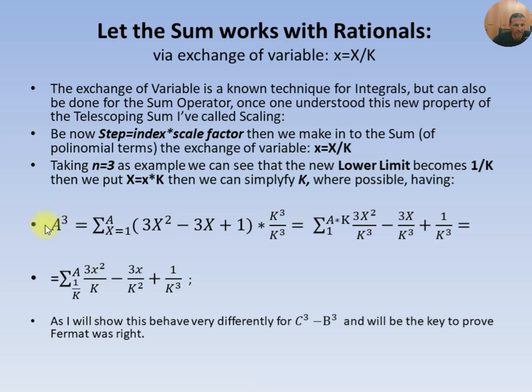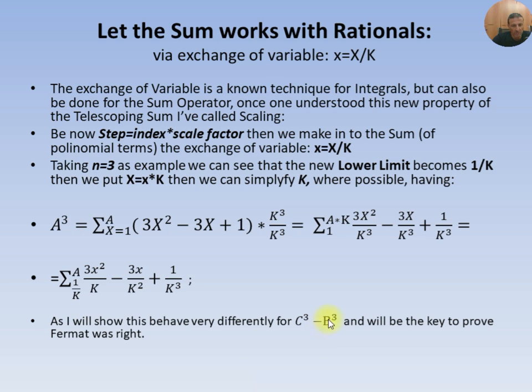So again, a cube with a integers becomes the sum from 1 over k to a of 3x squared over k minus 3x over k squared plus 1 over k cube. All the proof turns on this property. I have called this the K invariance, which means that I can put here any integer k, and the result of the sum is always a cube.